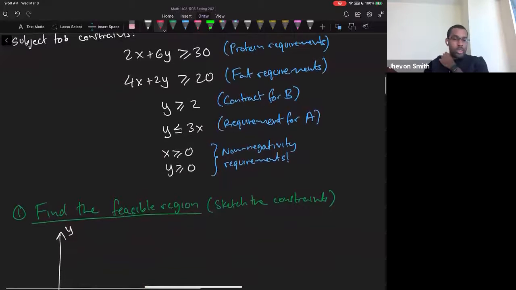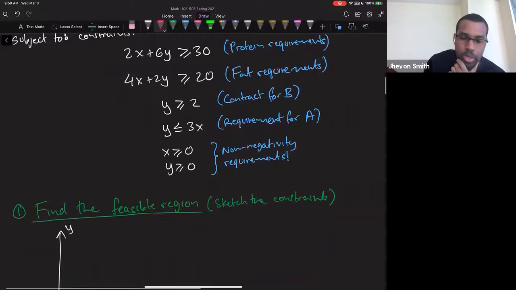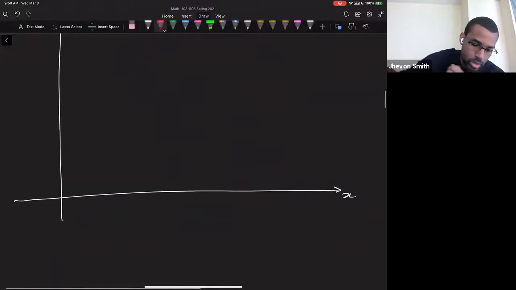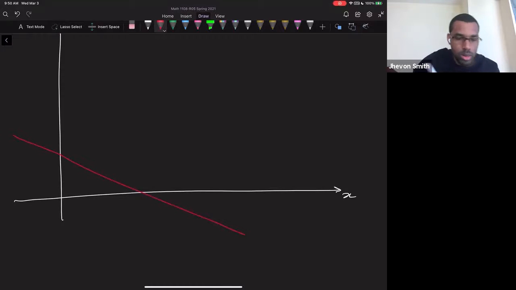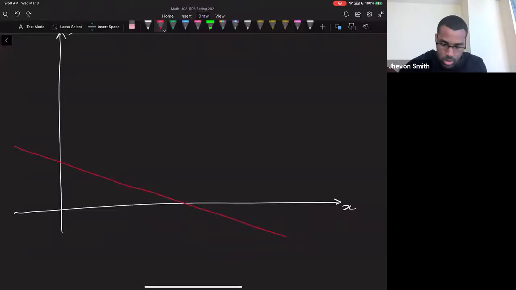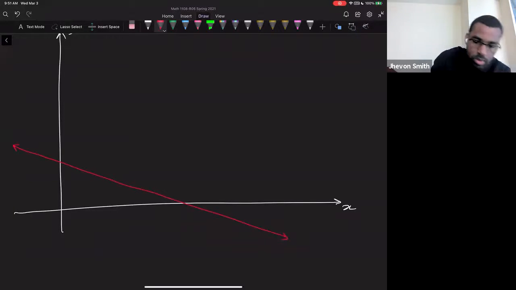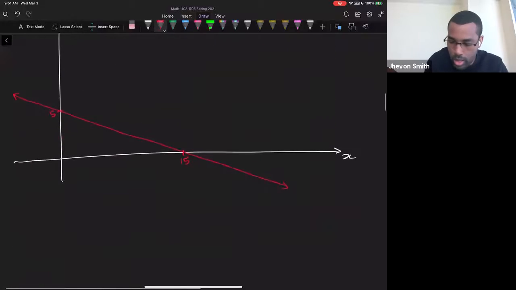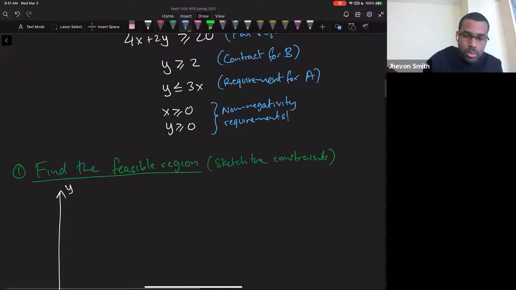So we have 2x plus 6y equals 30, which means if I plug in y equals 0, my x would be 15. If I plug in x equals 0, my y would be 5. So this here is 15, this here is 5, and this is the 2x plus 6y equals 30. Go with the next one.